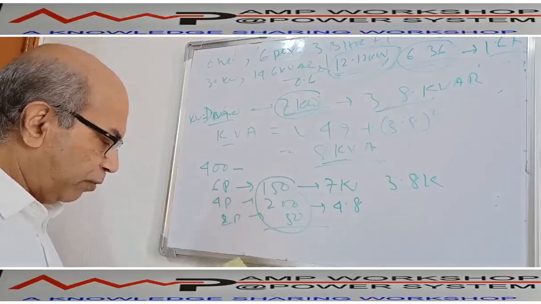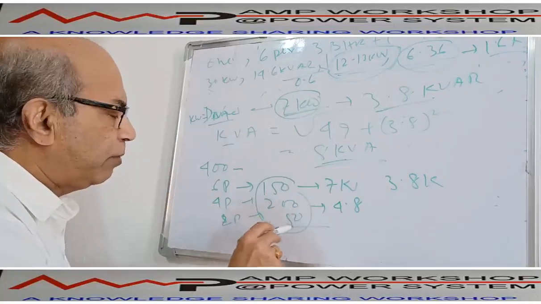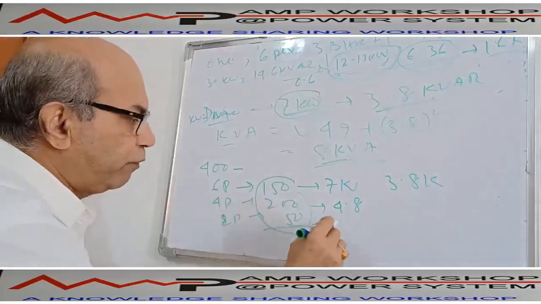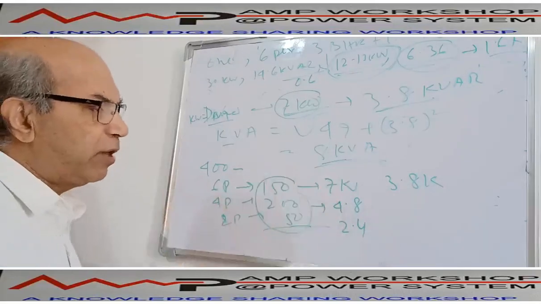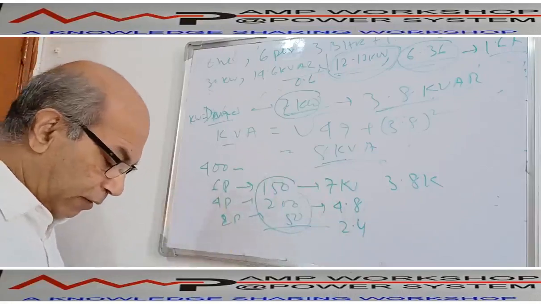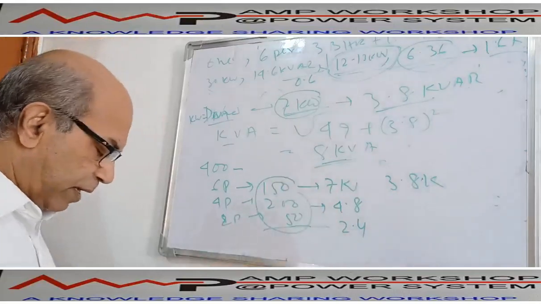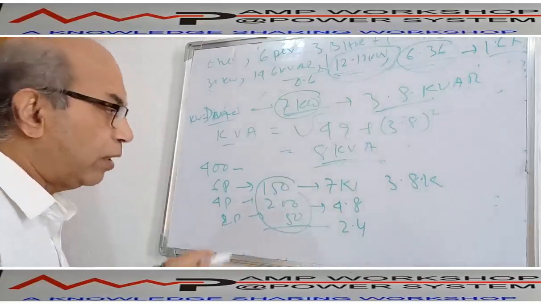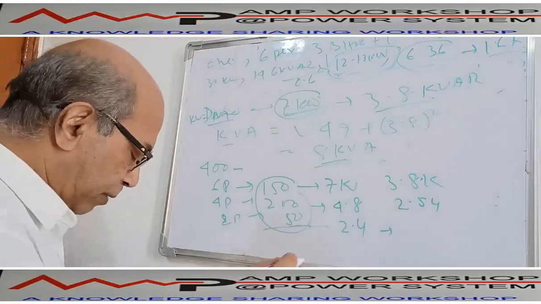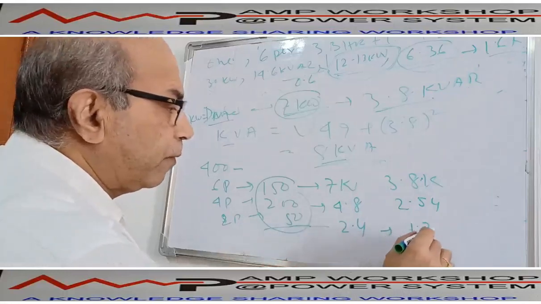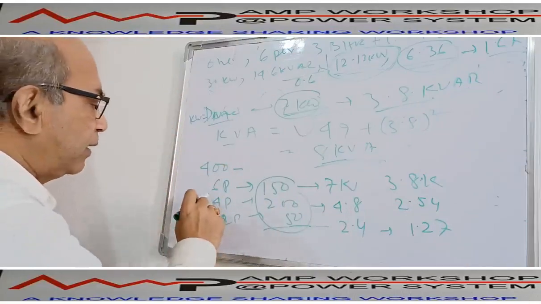And correspondingly, we can also calculate the kVAR. How much will it be for 2 people in one apartment? It is approximately 2.4 kilowatt for these 2 people. So this will be the kilowatt requirement. The corresponding kVAR requirement we can calculate: 7 is taking 3.8 kVAR. Now for the next one, for 4 people, it will be approximately 2.54. For 2 people, it will be approximately 1.27. This will be the requirement for each apartment of this type.